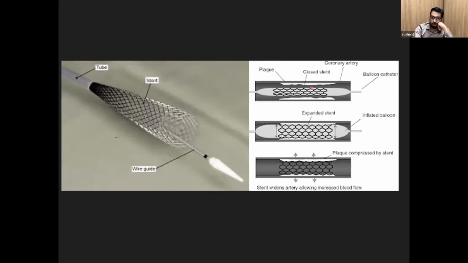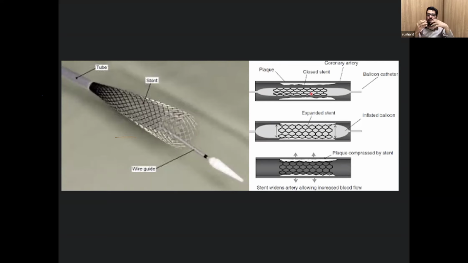This is compared to the balloon mounted stent. Now, what is a balloon mounted stent? It is a stent which is mounted over the balloon. With this, we have this balloon, and this stent is mounted over it. So a balloon mounted stent differs from a self-expandable stent in that we precisely inflate the balloon, and however much the balloon is inflated, the stent is going to expand to that much only.